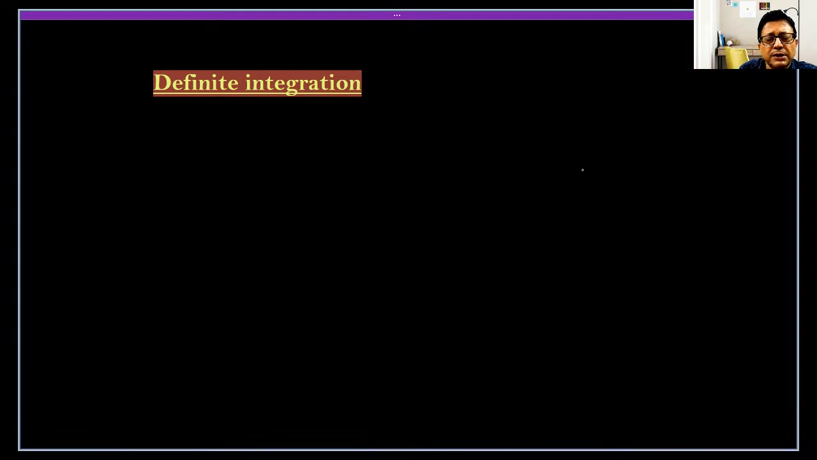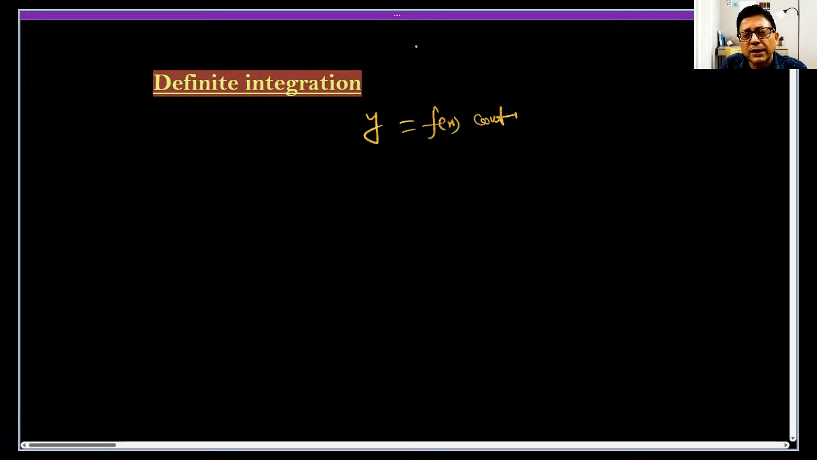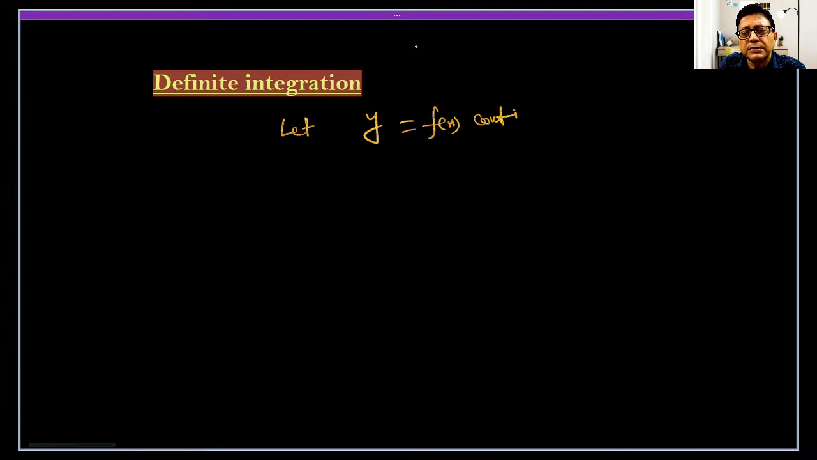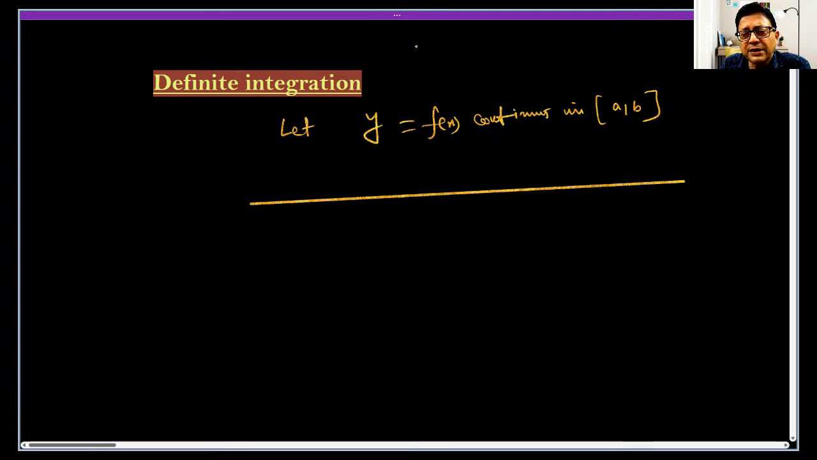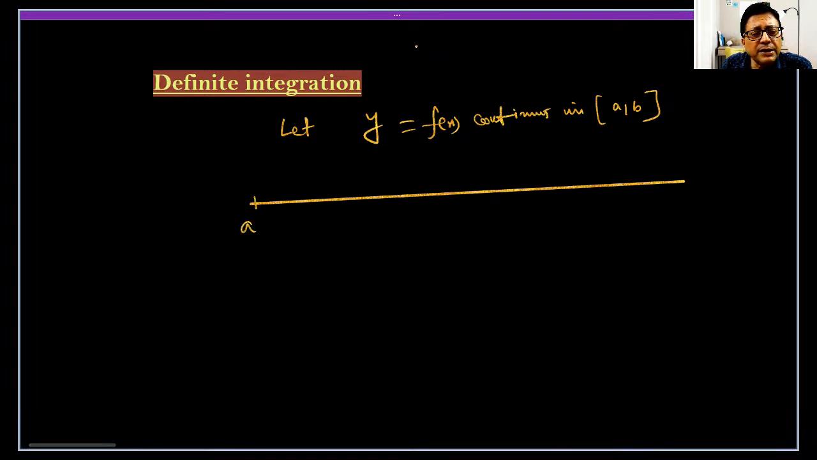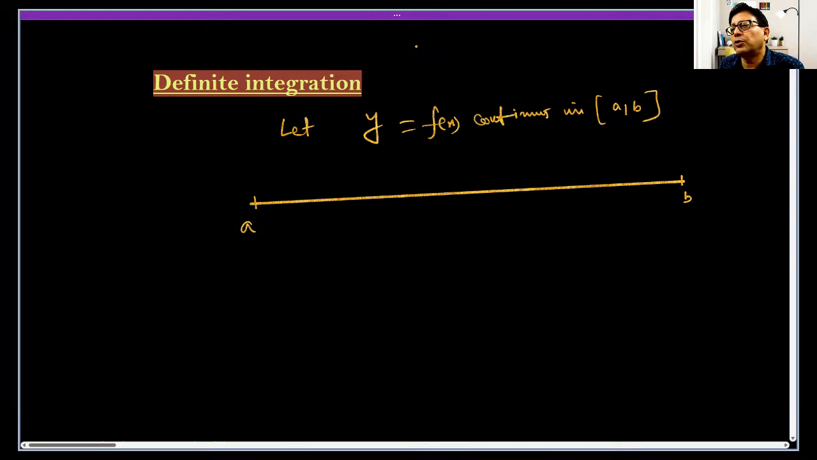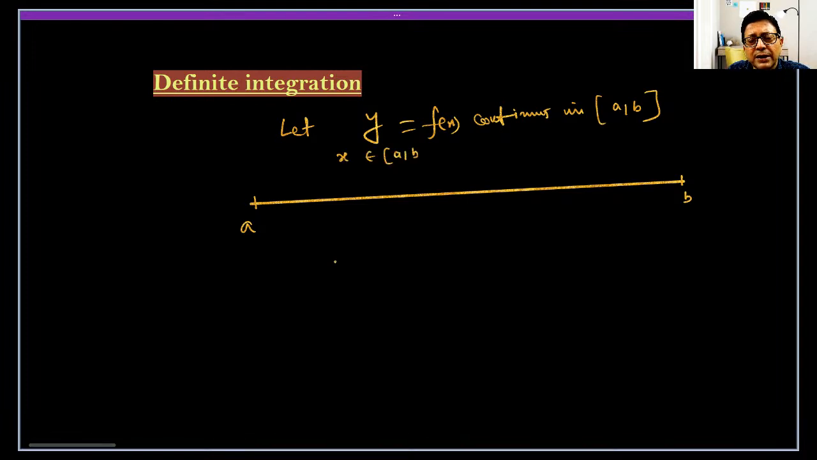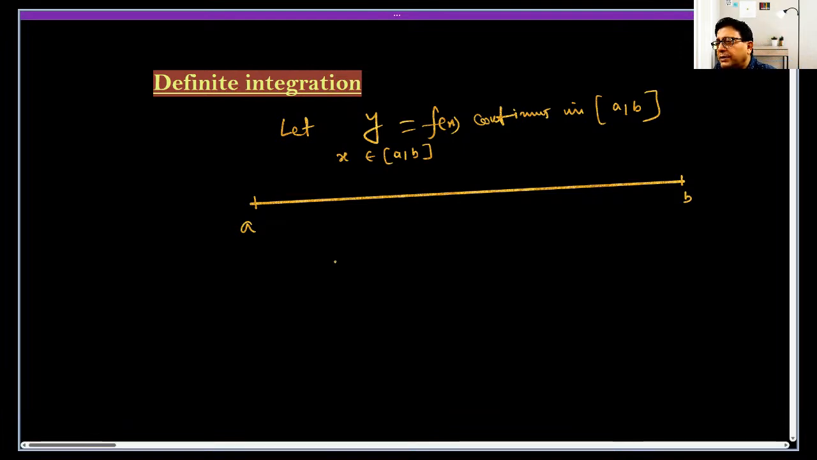You just consider a function y equal to f(x), continuous in [a, b]. It means in the interval a to b, it assumes all the values; for x belonging to [a, b], there exists a value of y. Okay.